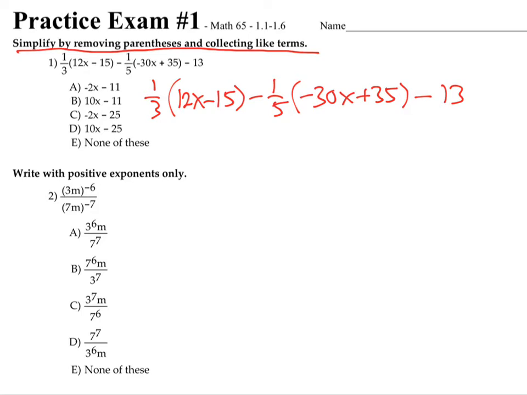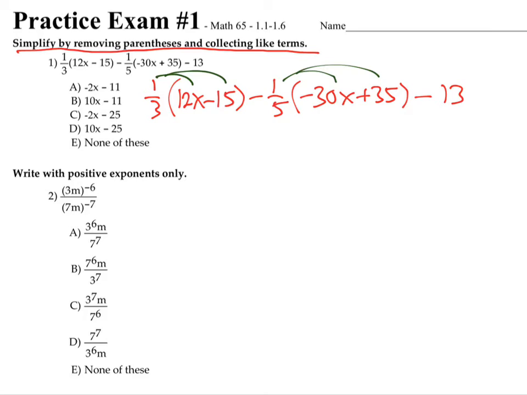I'm going to take this 1/3, I'm going to go boom, boom. Right? Anything outside of parentheses, you multiply into the parentheses. So put that on in there. And do you know what to do with that? And then the 1/5, same kind of thing. Let me give you a second. All right, so let's distribute that 1/3 through there.